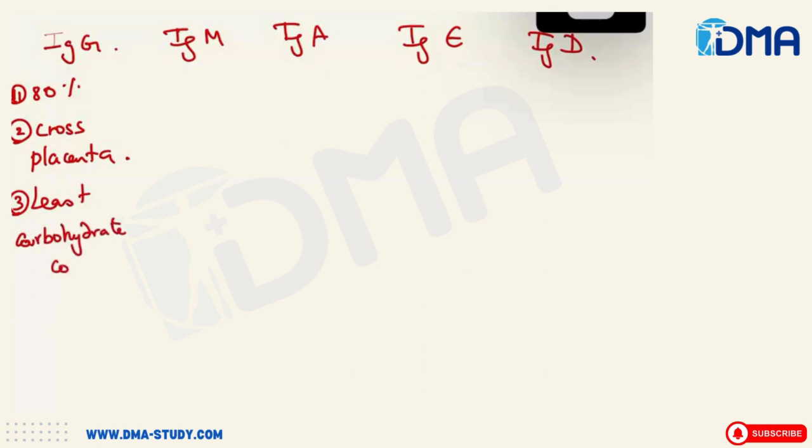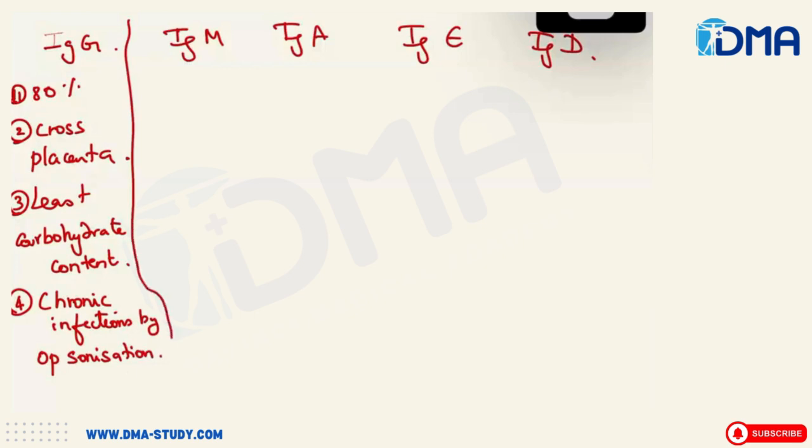I'll tell you only the important points. G has the maximum concentration. 80% of the immunoglobulins are IgG. It crosses the placenta, and it has the least carbohydrate content. And this one is mostly involved in fighting chronic infections by opsonization.